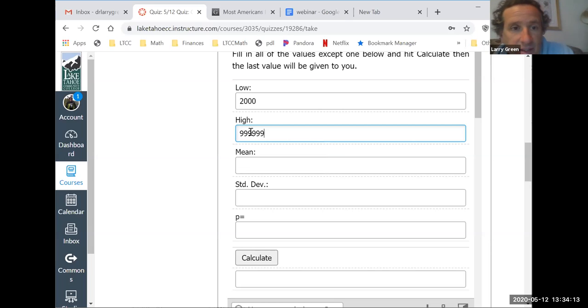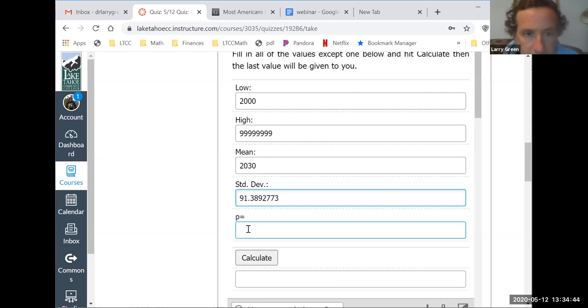Yeah, a bunch of nines. You don't want to put just three nines, that's not enough because these are big numbers already. So a bunch of nines. And then the mean was 2030. The standard deviation was this messy number, 91.389773. And hey, calculate. And you get about 0.6286.